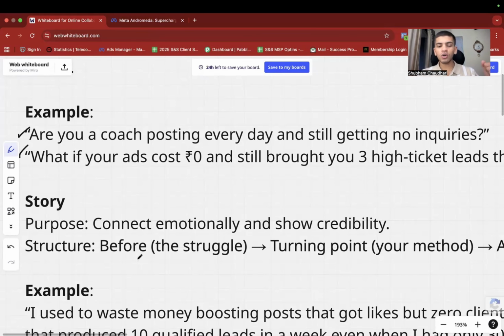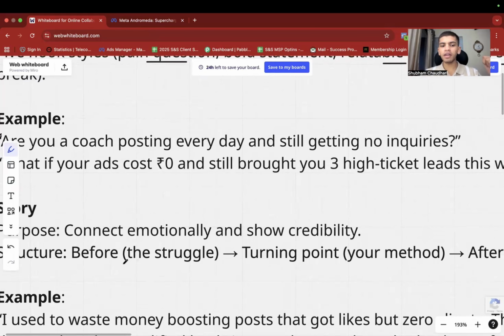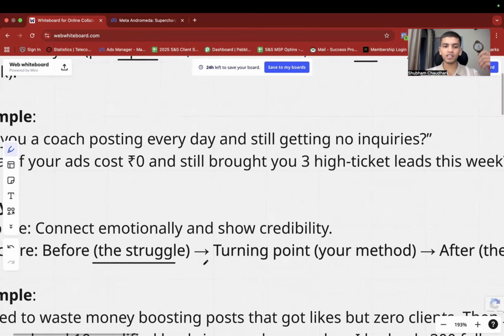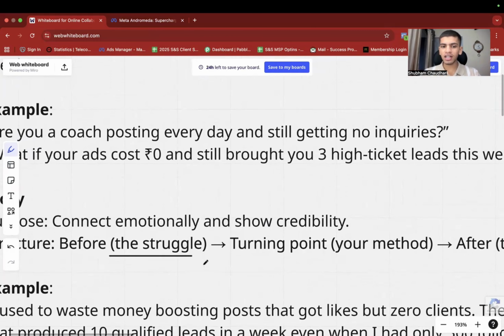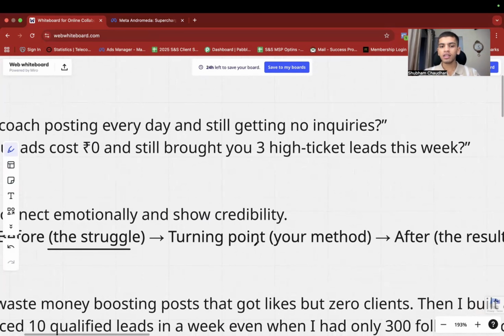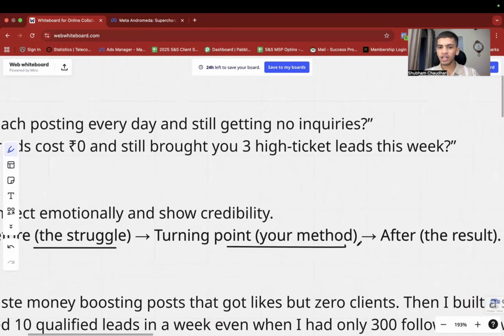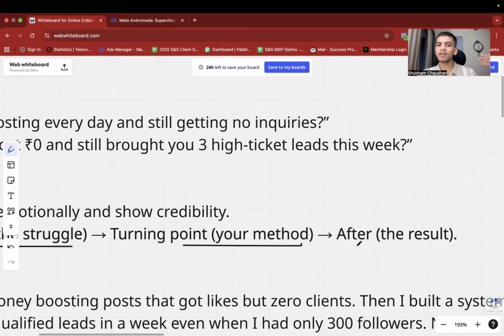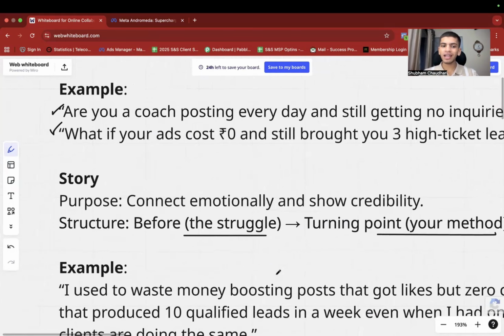The structure of this will be: you tell them what was bothering you before, the struggles that you were facing, so that they resonate with the struggles they are also facing. Then you tell them about your turning point. How did you change your life? How did you get the result? What things did you try? And what were the after results? So they connect with you.